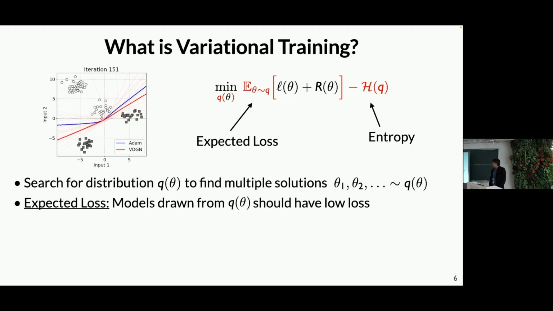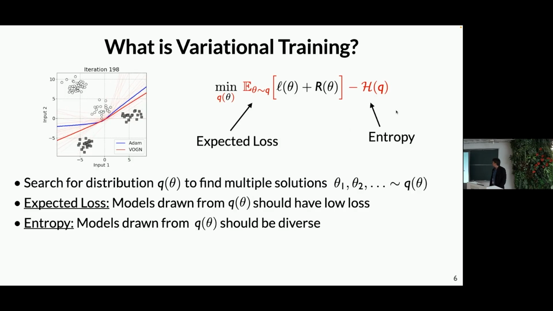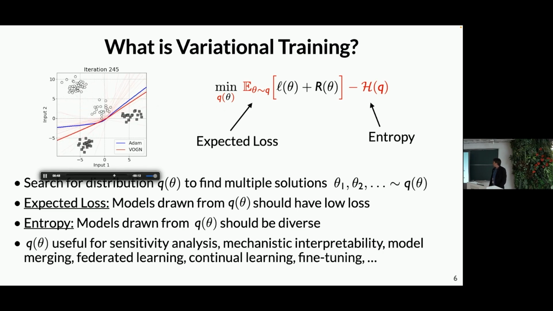The expected loss term essentially says that these random samples that we draw, they should have low loss. So if you just minimize that, we would collapse to some minimum. And that's why we have this entropy term. It's a diversity term that says our distribution should be spread out. So we capture multiple diverse solutions. And having this Q of theta available, this is essentially what you get on top if you train with IVON. We can use it for many, many things, and I will particularly focus here on federated learning later, but I will also show some fine-tuning examples.